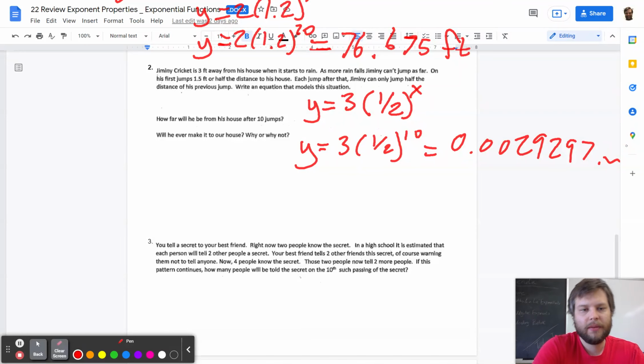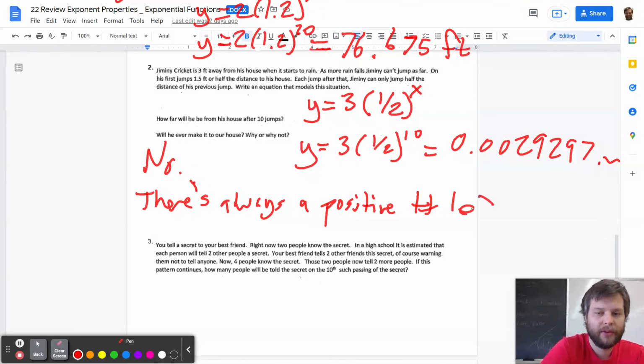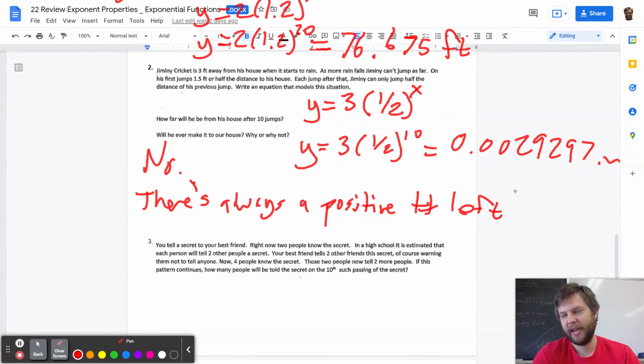He's pretty dang close to the house. But will he ever make it? No. I'll say there's always a positive number left. If you keep getting half and half and half and half and half as close, you'll never reach the house.